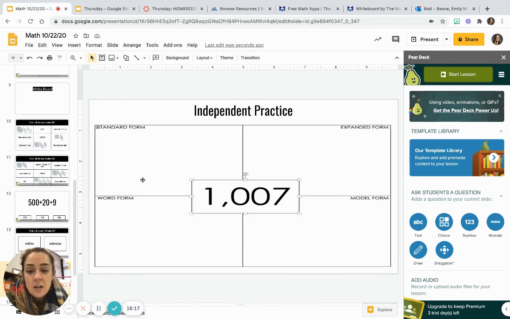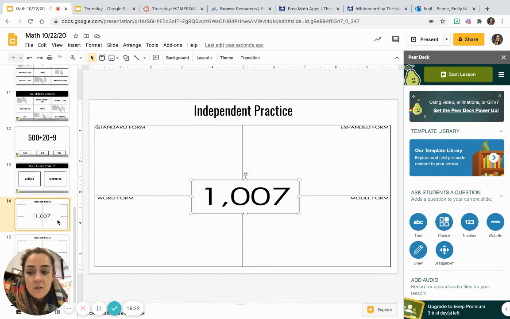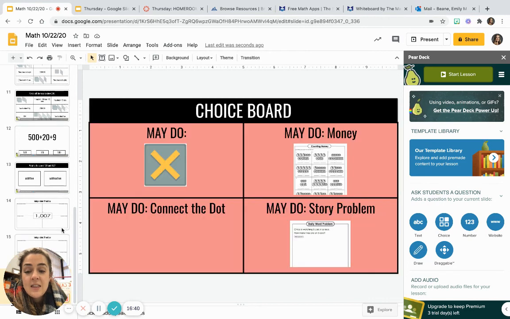All right, then these are your independent practices. If you want to just do this on a separate sheet of paper, that would be the best thing. So you're going to draw a box to make it look just like this for 1007 and 1390. You're going to show me what this would look like in standard form, expanded form, word form, and model form. And then on the last slide, you must do extra math, and then these are packet choices that I sent home. So you may do any of those.